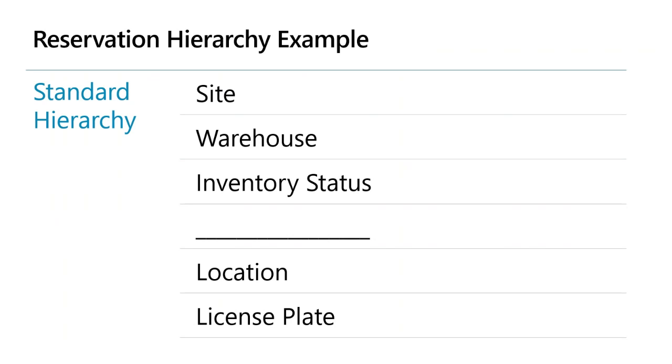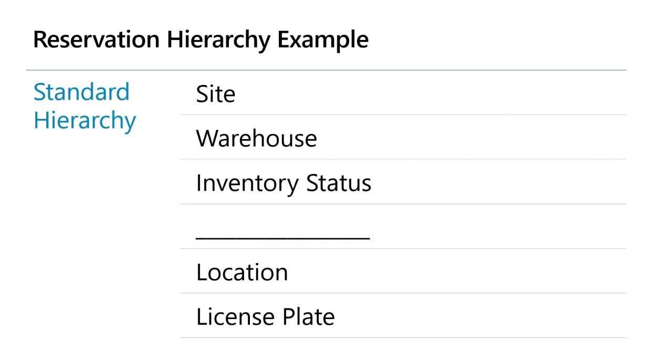So this is at the point of order entry or initial reservation of inventory. The system is simply going to look at whether you have enough inventory at the site that's on the order line, in this specified warehouse, and in the specified inventory status, such as available inventory, to meet the demand.